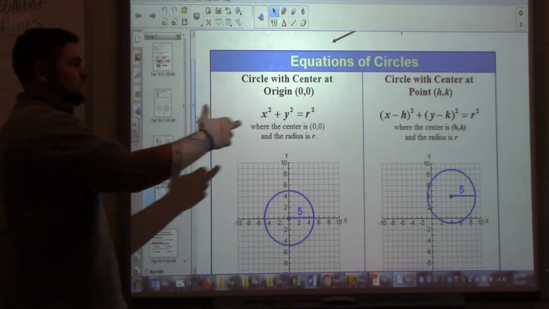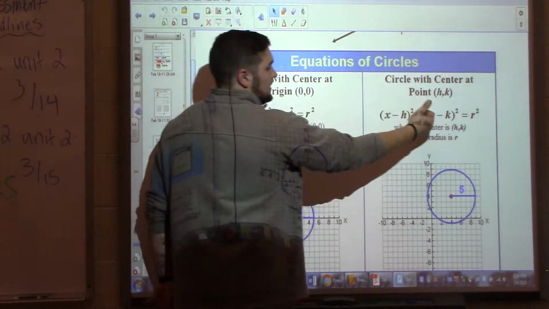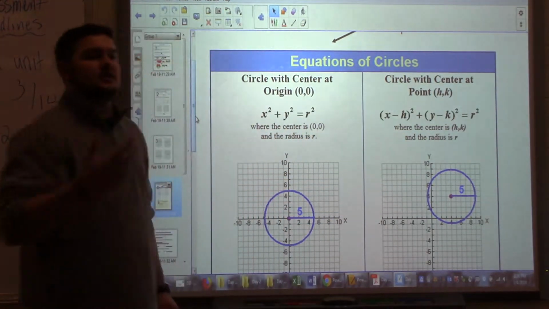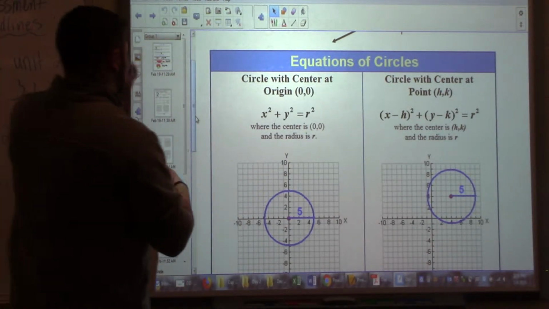Like I said, if you have 0, 0 for center, you can still use this. X minus 0 is x squared, y minus 0 is y squared, equals r squared. So this is just if we have center not at 0, 0.